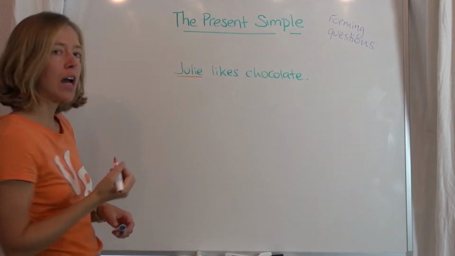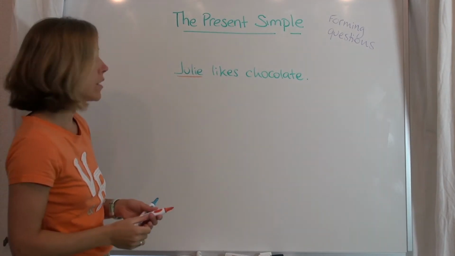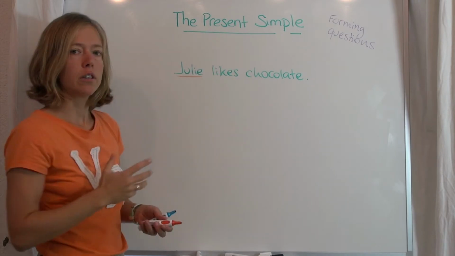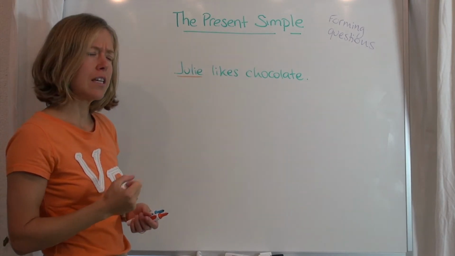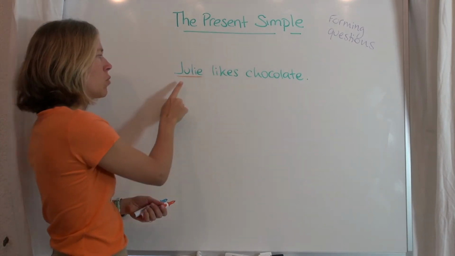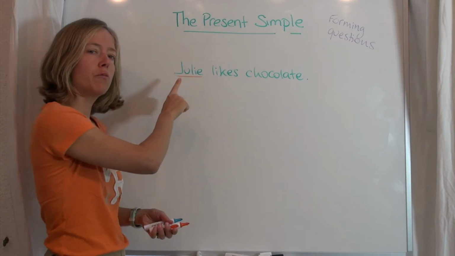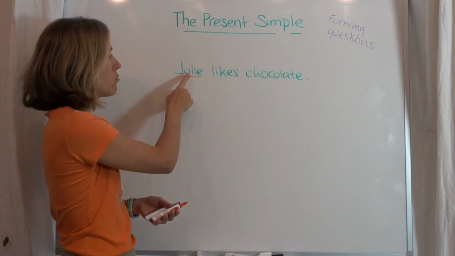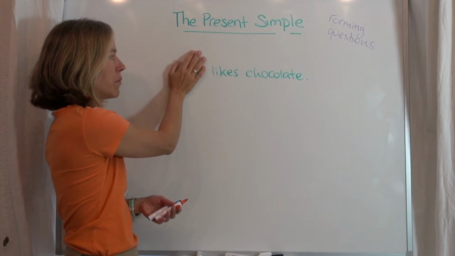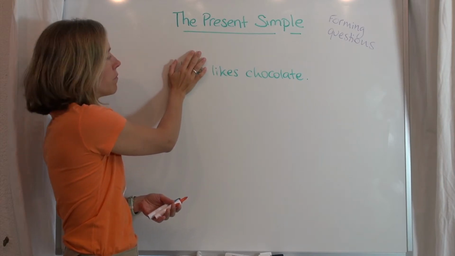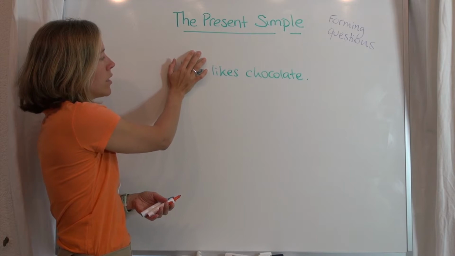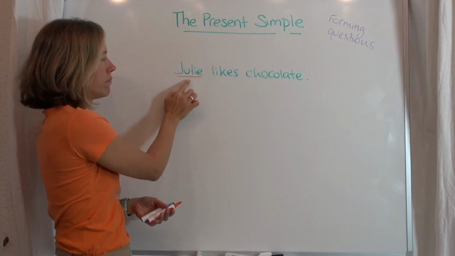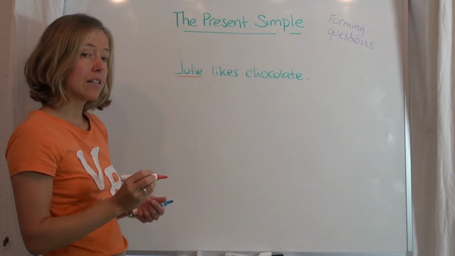So we want to ask a question to find out who likes chocolate. Qui aime le chocolat? On veut savoir qui aime le chocolat. We imagine we don't have this information. On n'a pas cette information. On l'a pas. Quelle question est-ce qu'on va poser? So, pretend we don't know it's Julie. So we want to know qui est-ce que c'est.